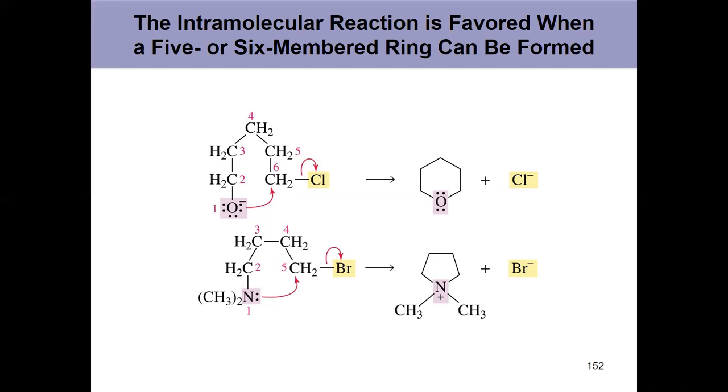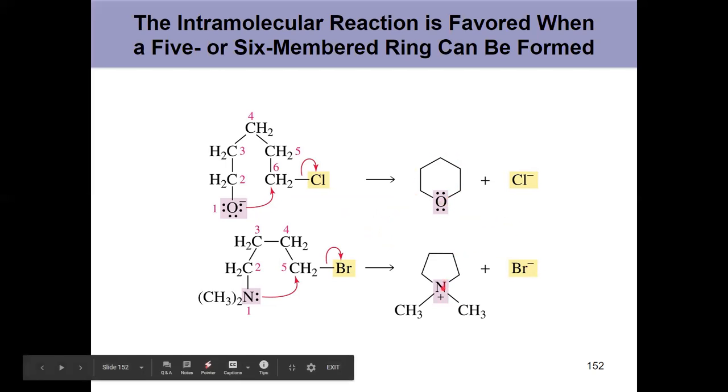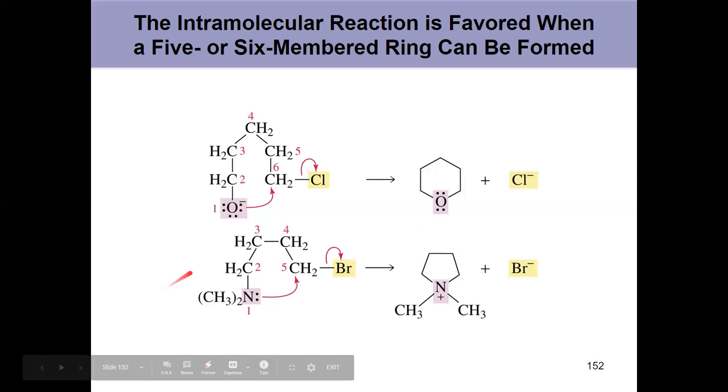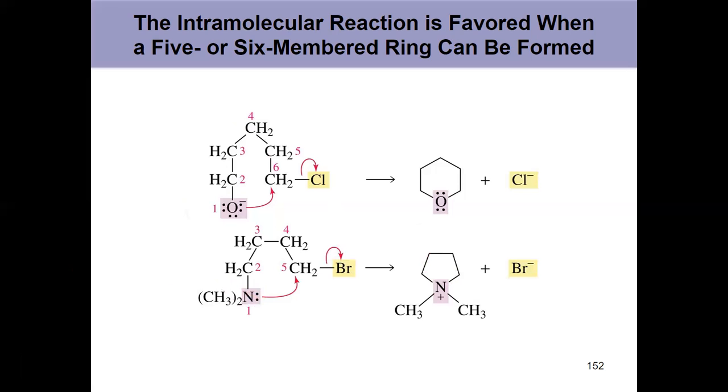So if and only if you're going to form a 5 or 6 membered ring, then that's going to favor an intramolecular reaction. See here, I've got 1, 2, 3, 4, 5, 6 members. Here, 1, 2, 3, 4, 5. I have 5 and 6. If you can form those, then you'll do that via an intramolecular reaction, 2 intramolecular SN2 reactions over here. If not, then it's going to be intermolecular. So 2 factors to pay attention to.